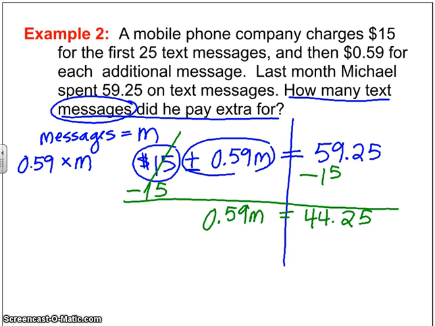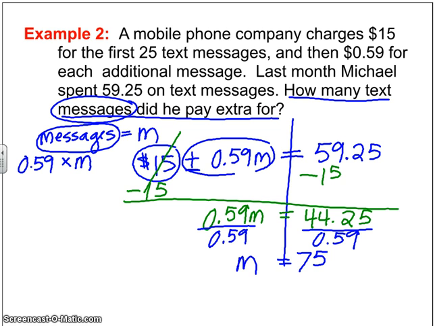Okay, so again, this doesn't answer a question. We got to get m alone. In order to get m alone, we divide both sides by 59 hundredths. Grab your calculators, and we find that m is 75. 75 what? Think about what your variable represents. 75 messages. Okay, there's your answer.